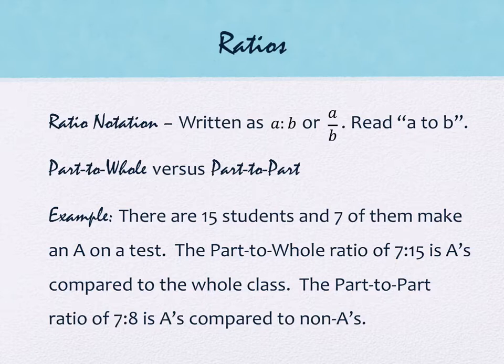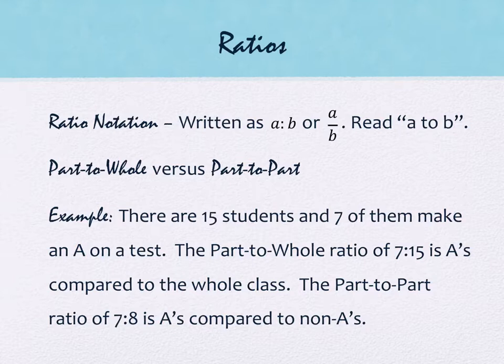There's two ways to do ratios. There are part-to-whole ratios and there are part-to-part ratios. So a part-to-whole ratio would be something like this. There's 15 students. 7 of them make an A on the test. So the 7 A's compared to the whole grouping of the students, 15, is a part-to-whole ratio, 7 to 15. But we could also compare the A's to the people who did not make A's. That's a part-to-part ratio. So if there's 15 students and 7 made A's, that means that's 8 of them that didn't, then the part-to-part ratio would be considered 7 to 8.